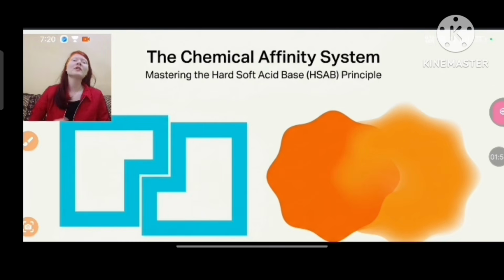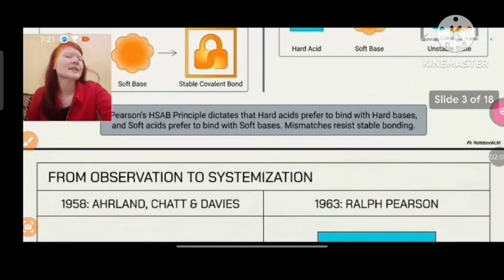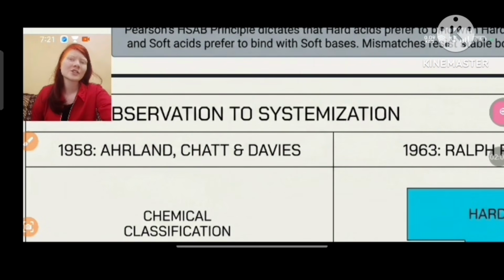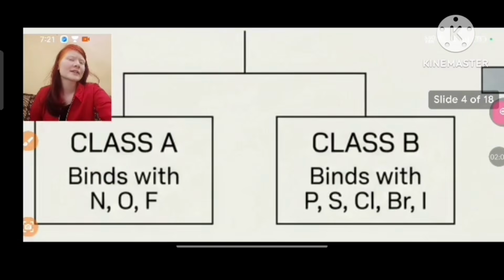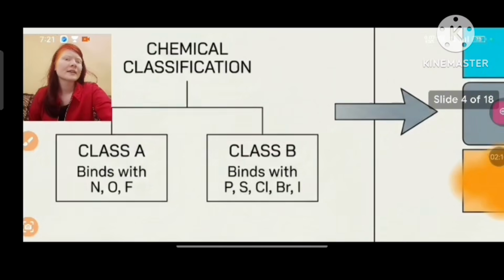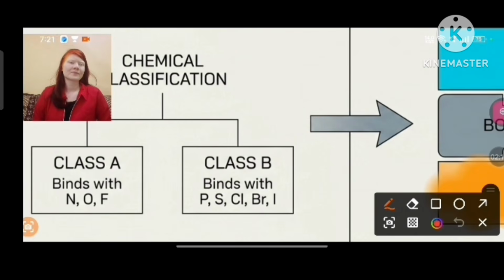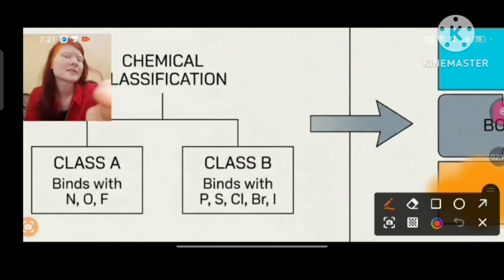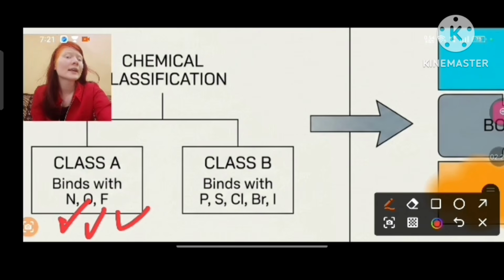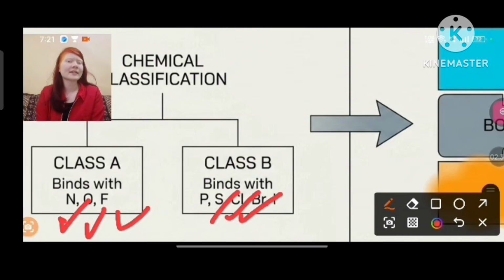So we have to understand what the hard soft acid-base theory is. Let us see some of the information. In 1958, Ahrland, Chatt and Davies classified two groups, Class A and Class B. In Class A, metal atoms prefer binding with ligands such as nitrogen, oxygen, fluorine, whereas Class B metals prefer binding with ligands such as bromine, chlorine, sulfur. So what is a ligand? A ligand is nothing but a donor. It donates electrons.